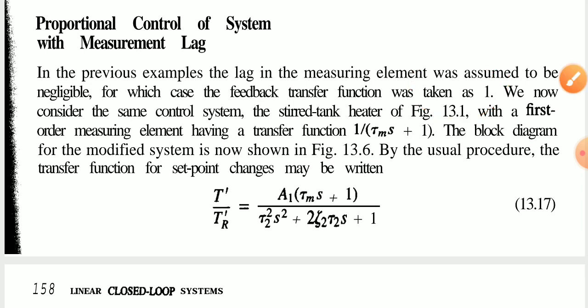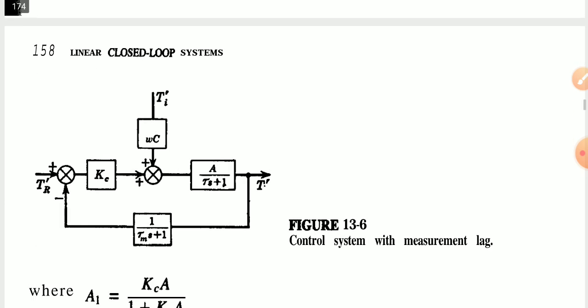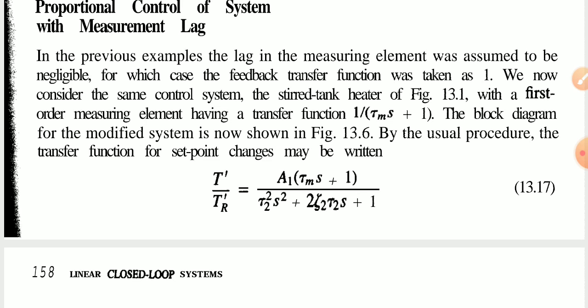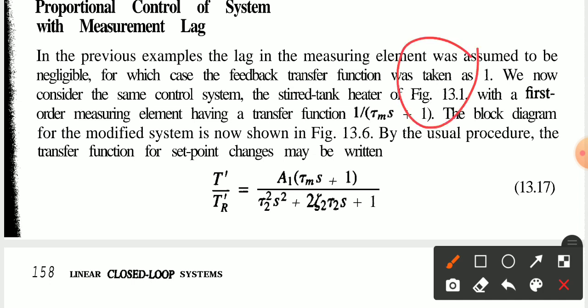For the previous example, the lag in the measuring element was assumed to be negligible, for which case the feedback transfer function is taken as 1. We now consider the same control system but with a measurement lag. Consider the same control system, the stirred heater of figure 13.1, which we already saw at the start. The block diagram for the modified system is now shown in figure 13.6. By the usual procedure, the transfer function for a set point change may be written. So first we look at figure 13.1, then figure 13.6.